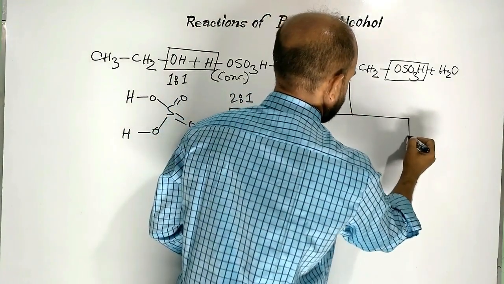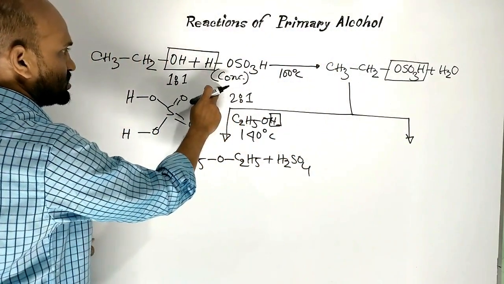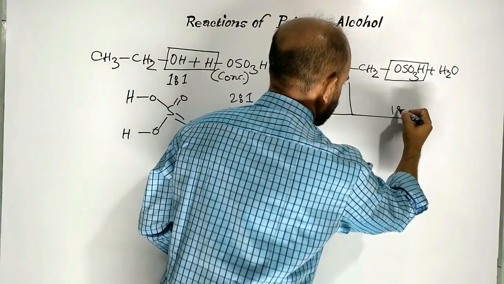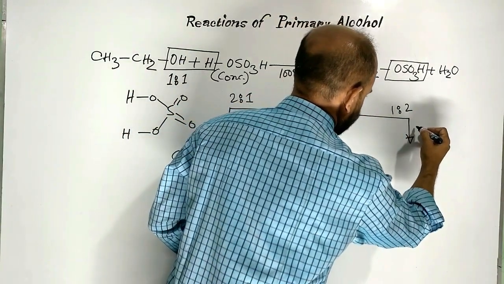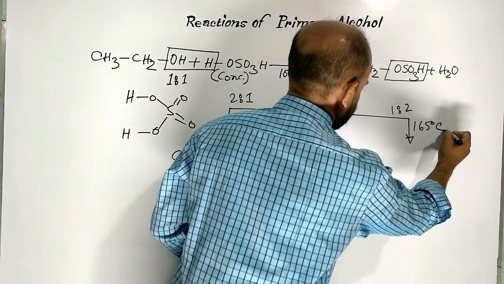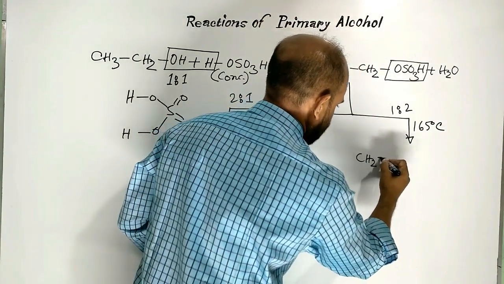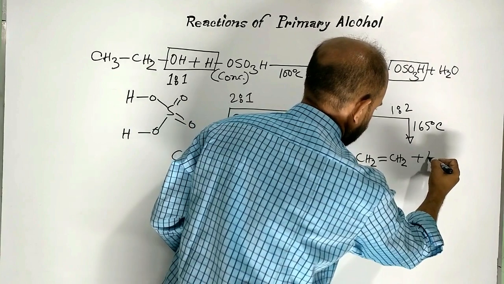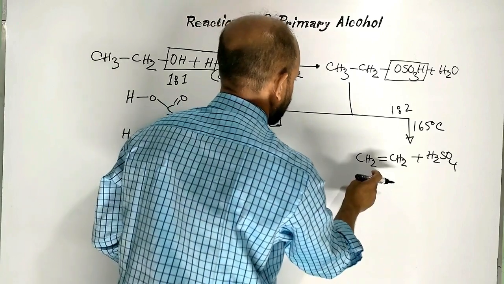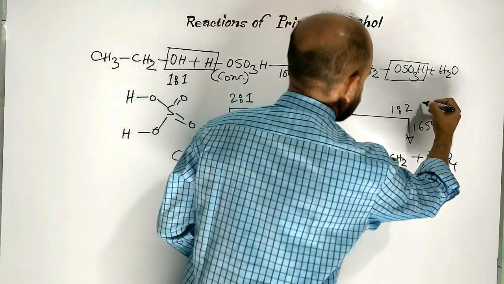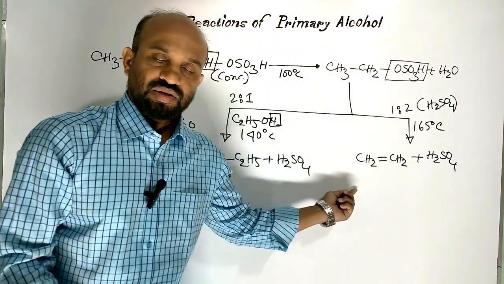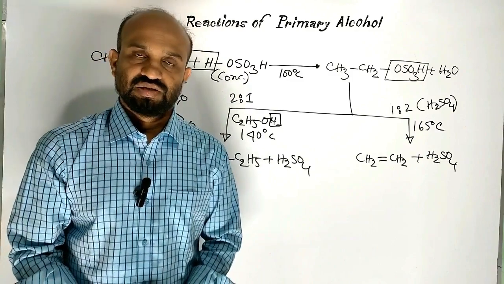Again, when concentrated sulfuric acid is double than ethanol, that is 1:2 ratio, and the reaction is heated at 165 degrees Celsius temperature, then ethene is formed, along with sulfuric acid. So ethene is formed when sulfuric acid is double than ethanol. Now let us see reaction mechanisms of these reactions.